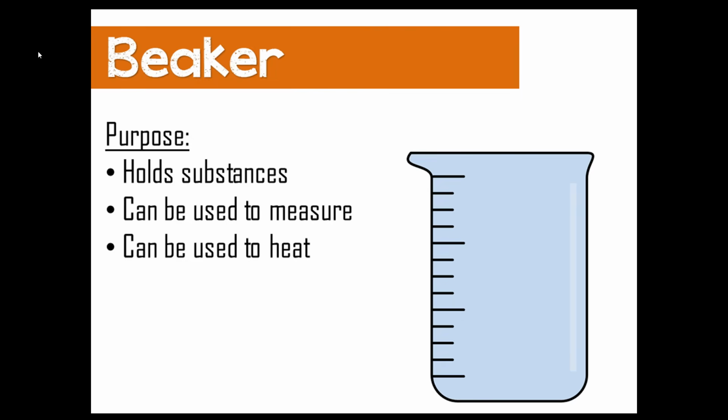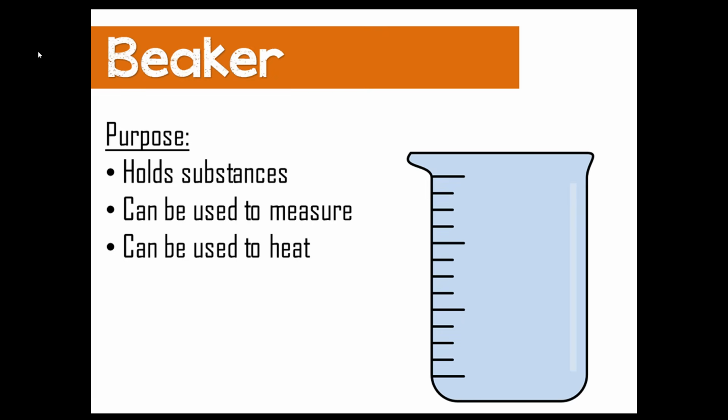So the first piece of equipment that I want to go over is the beaker. And on all of these slides, I'm going to show you a visual image, and then I'm going to list the purpose of that particular piece of equipment. So the beaker's purpose is mainly just to hold substances. It does a really good job of this for us and the chemicals and substances that we'll use in physical science. You can measure in a beaker.